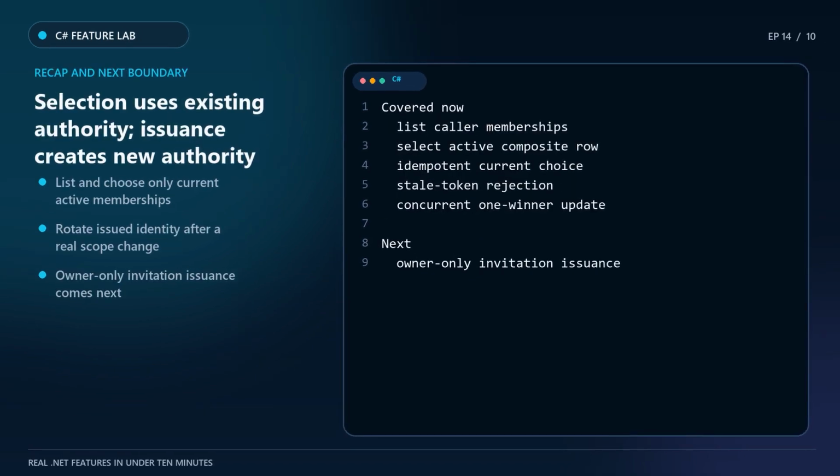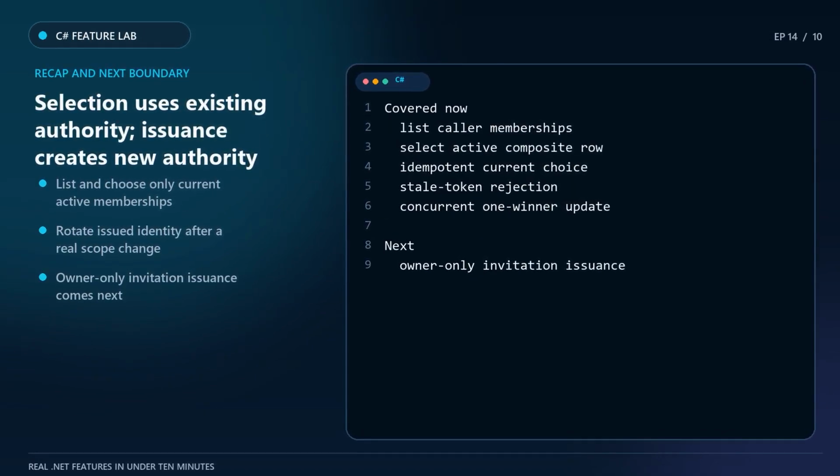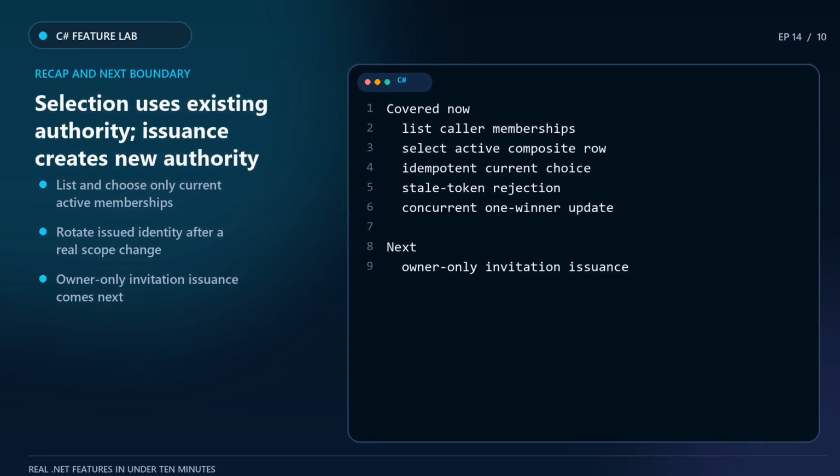We added deliberate workspace switching without weakening the tenant boundary. The list endpoint derives the caller and live identity stamp, filters active memberships before materialization and identifies the server-owned selection. The put endpoint treats tenant ID as a candidate, proves the exact active composite row, makes the current choice an idempotent no-op, and rotates both identity stamps only after a real change. Membership versions and invitation states stay untouched. Tests prove cross-workspace isolation, identical rejection for unheld targets, stale token failure, and one winner concurrency.